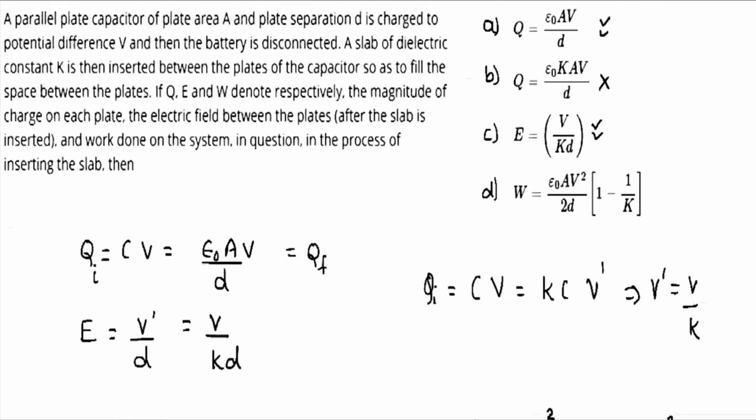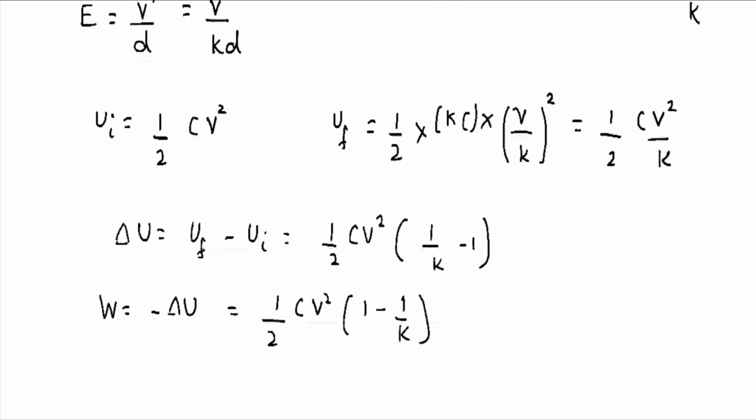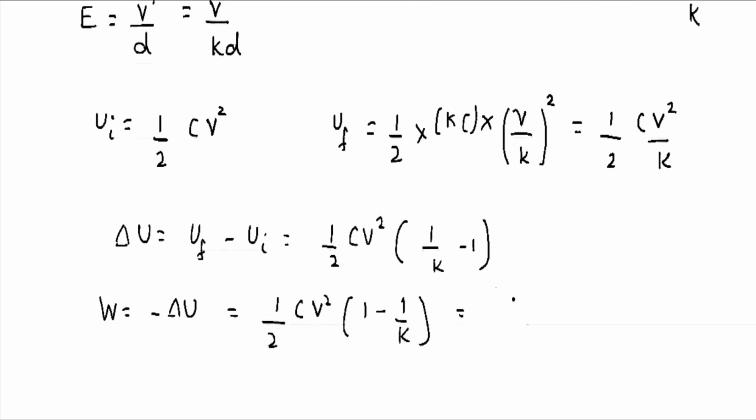So let us check whether this is matching. It is given in terms of epsilon, so we can just convert. If we put the value of epsilon, so it would be epsilon A divided by D. Sorry, this is the value of capacitance. Now what else is there? There is 2, there is V square in the numerator, and there is 1 minus 1 divided by K.